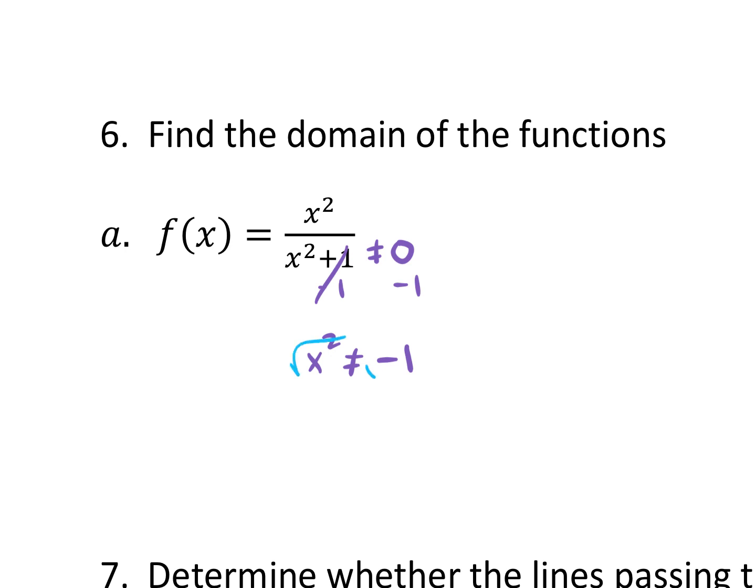Take the square root of both sides. Can I take the square root of negative 1? No. So will x squared plus 1 ever be a negative number? No. So what do you think my domain is here?